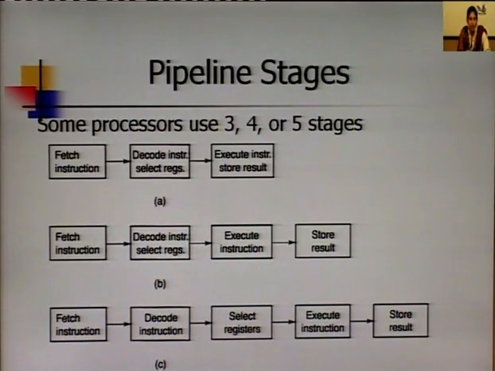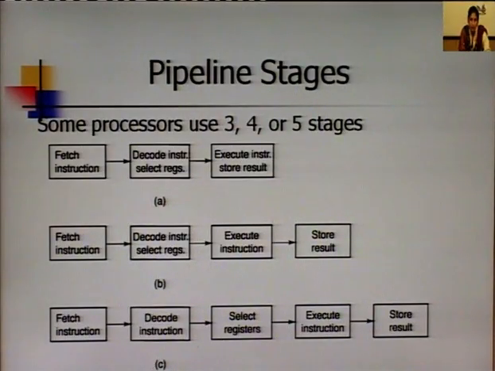And in part B we have 4 stages in the instruction cycle. Fetch instruction, second is decode instruction and select registers, and third is execute instruction and store results. In this part B, the last stage that was in the previous structure is divided into 2 parts. The execute instruction is in one cycle, and in the next cycle it will perform the operation of storing the results.